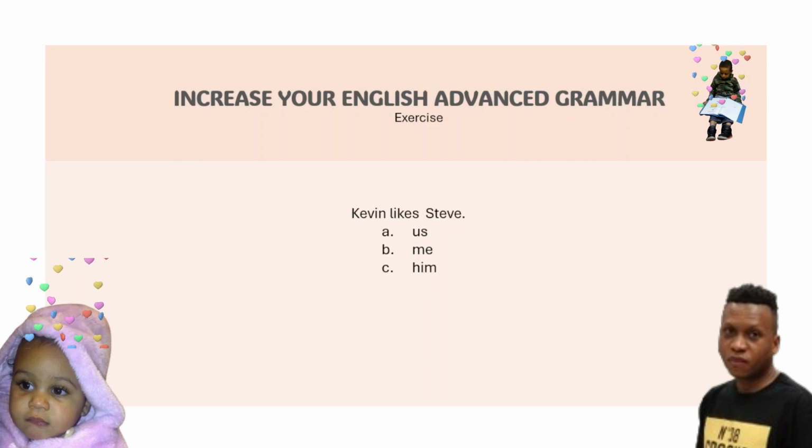Kevin likes Steve. Kevin likes us, wrong. Kevin likes me, wrong. Kevin likes him. So the correct answer, if you take a look, is Kevin likes him. So we're going to write him. Kevin likes him. That's the correct one. C is the correct answer.